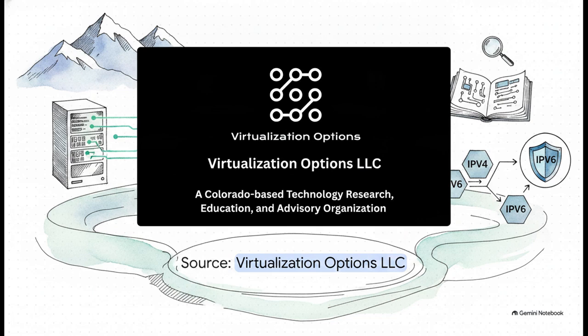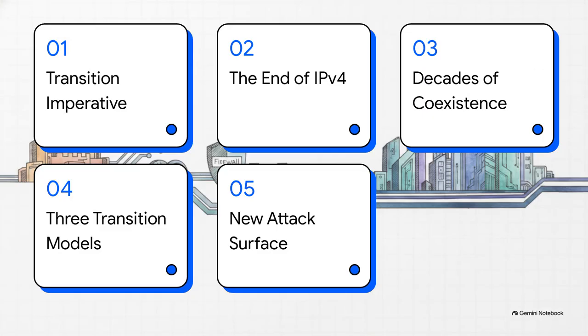Now, our source material for this deep dive comes straight from Virtualization Options LLC. They're a Colorado-based technology research, education, and advisory organization, and they've put together a highly structured, RFC-grounded tutorial explicitly designed for personnel who already possess a deep understanding of IPv4 networking. So we're skipping the basics. In this first part, we're focusing exclusively on Chapter 1 of their material. We're going to lay down the foundational architecture and security design principles that you absolutely must know before you deploy a single transition mechanism.